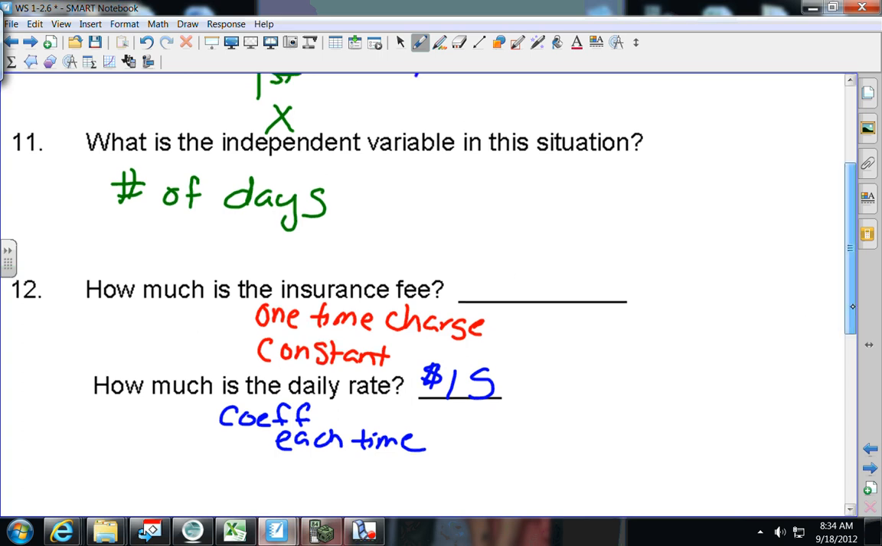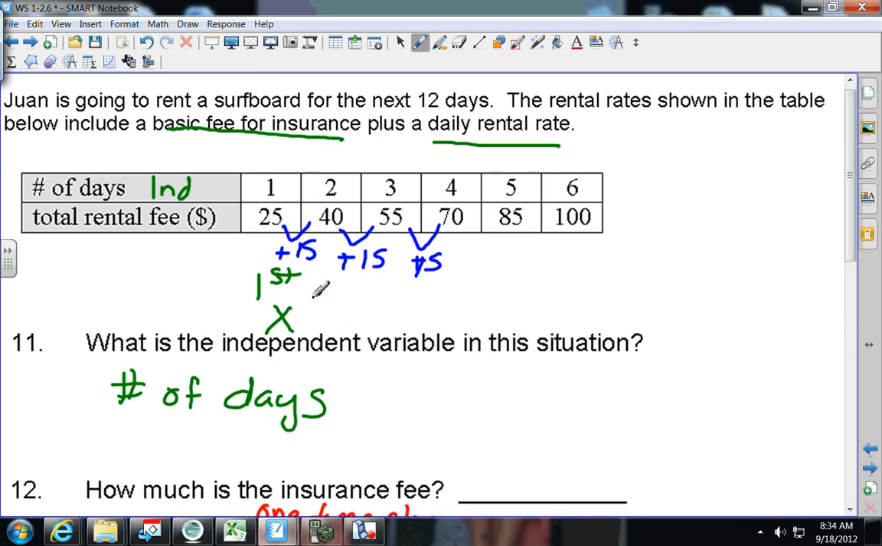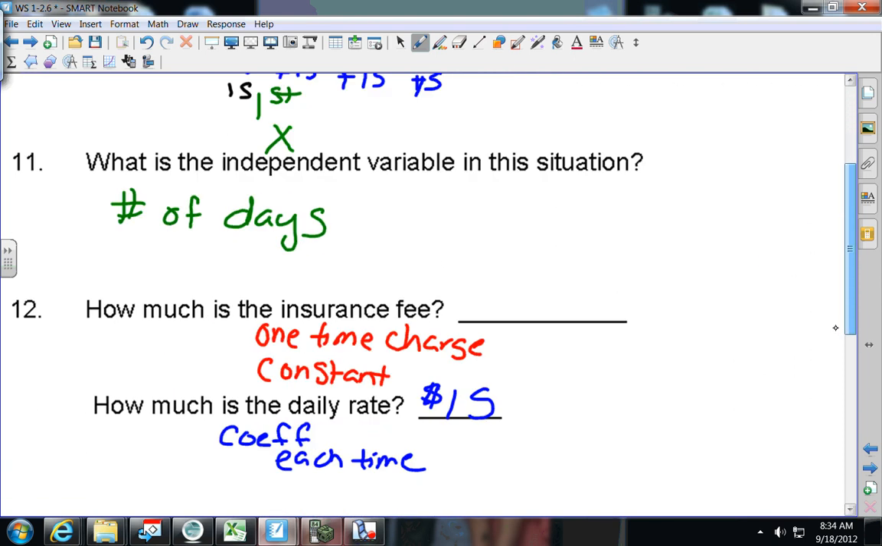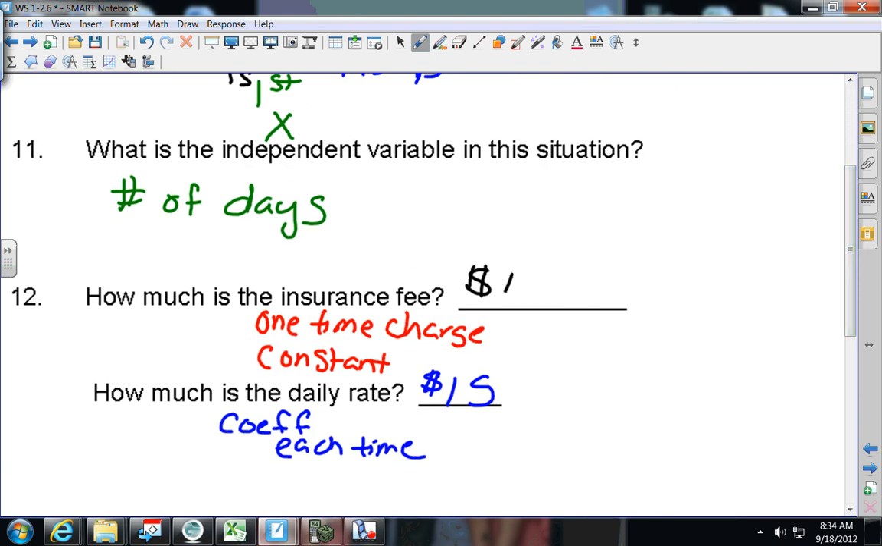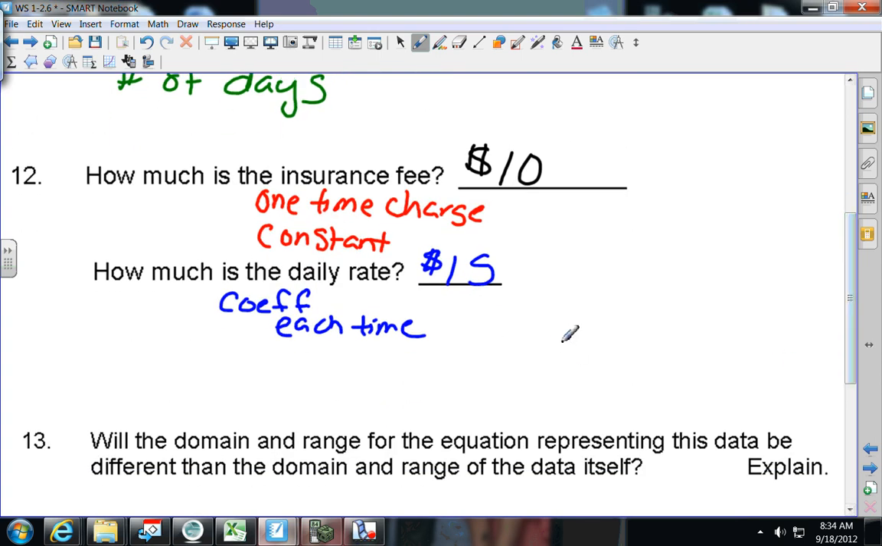My constant for my insurance, if I went back to time 0 before the days, if I subtracted off and made the difference back here and took 15 off, what would I be left with? If I took the 15 off here, I'd be left with 10. That beginning fee is your insurance fee, so that would be $10. Your equation would be y equals 15x plus 10.